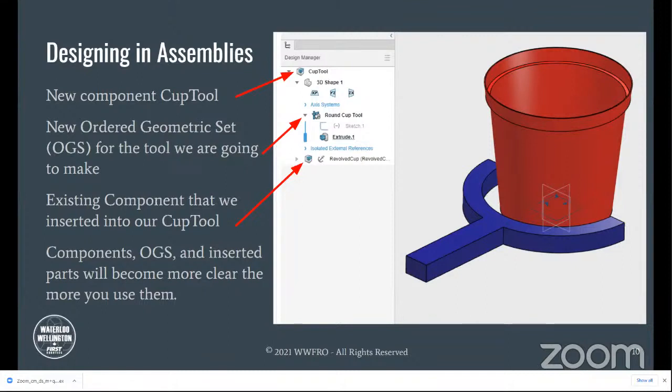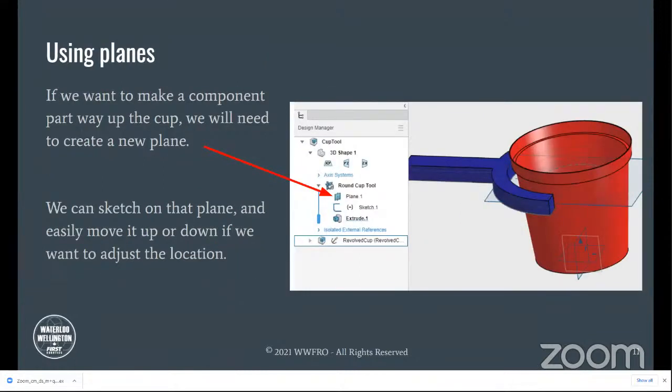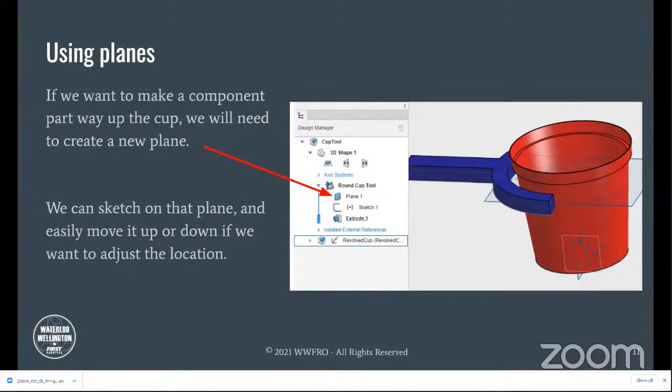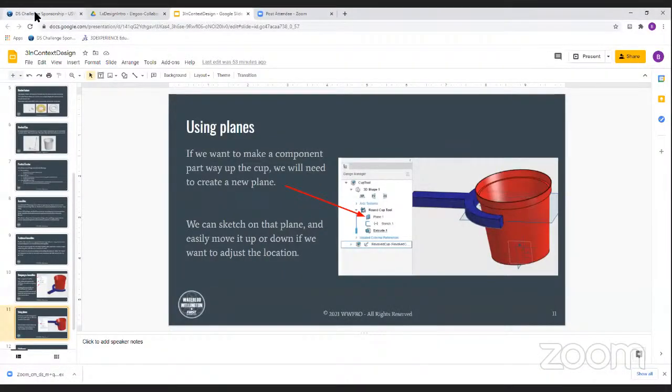But as you know, with sketches, we're limited to a plane. So you can see in this particular one, the tool for the cup is right on the very bottom of the cup. Maybe you don't want to scrape your tool along the ground. You might want to have it offset from the ground. So if we want to do that, we'll have to put a new plane in. We can sketch on that plane and just adjust the location. So let's go out of this.